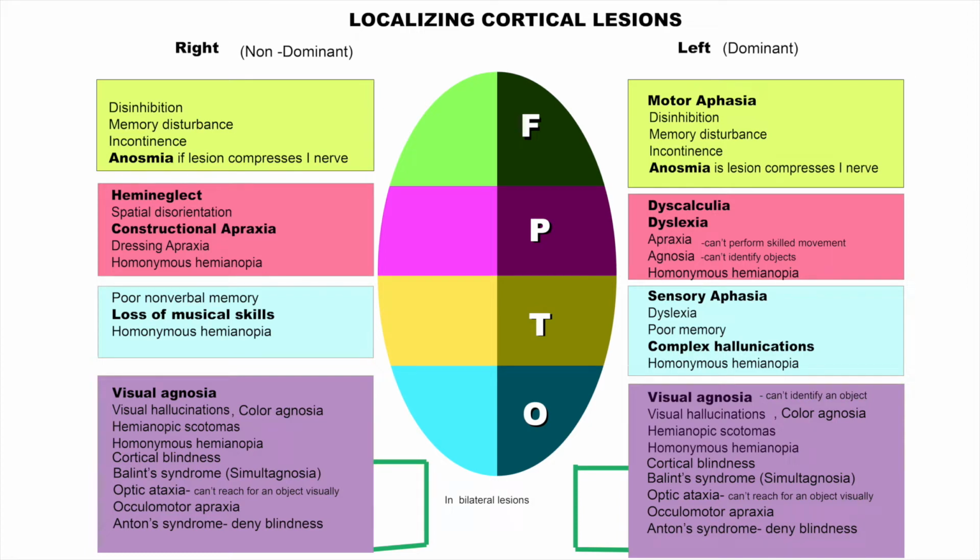Localizing cortical lesions. The right cerebral hemisphere is usually the non-dominant hemisphere, and the left is usually the dominant hemisphere.